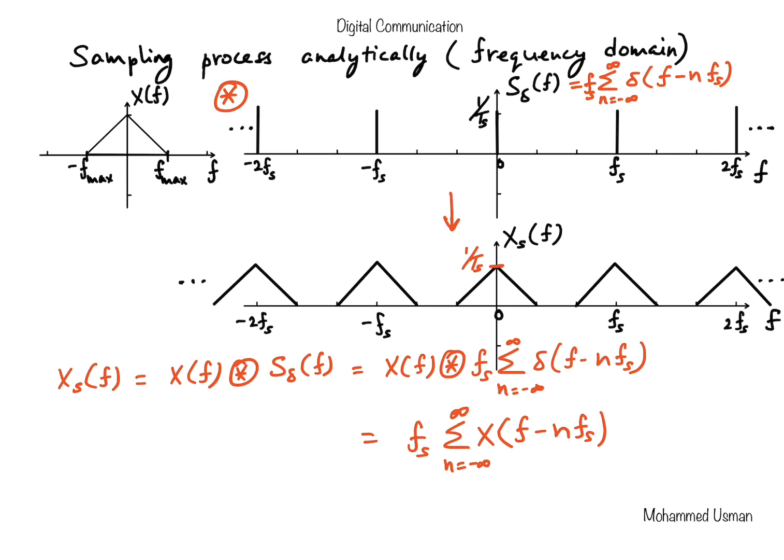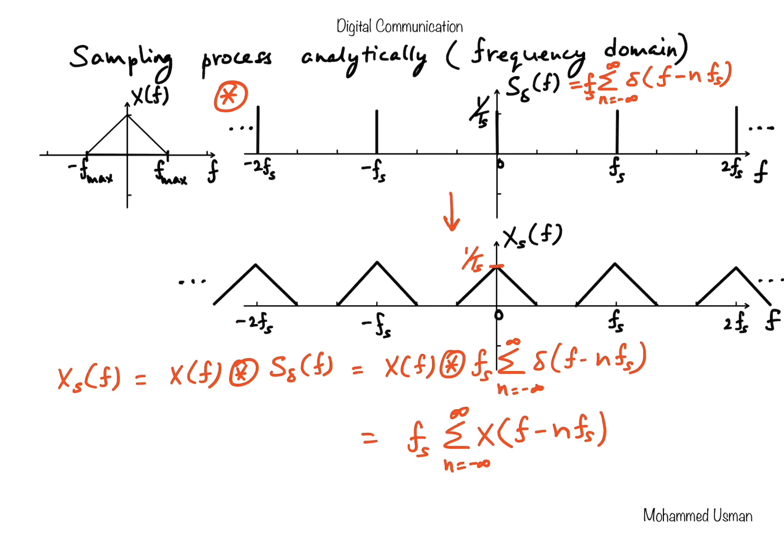And when n is equal to 2, it is x of f minus 2 fs, which is this representation here, this replica. And similarly, when n is equal to minus 1, it will be x of f plus fs, which is a left shifted version here. So we have this term when n equals minus 1, and similarly when n equals minus 2, we have this term, and so on. So n ranges from minus infinity to plus infinity, and I've just depicted here for n equals minus 2, minus 1, 0, 1, and 2.